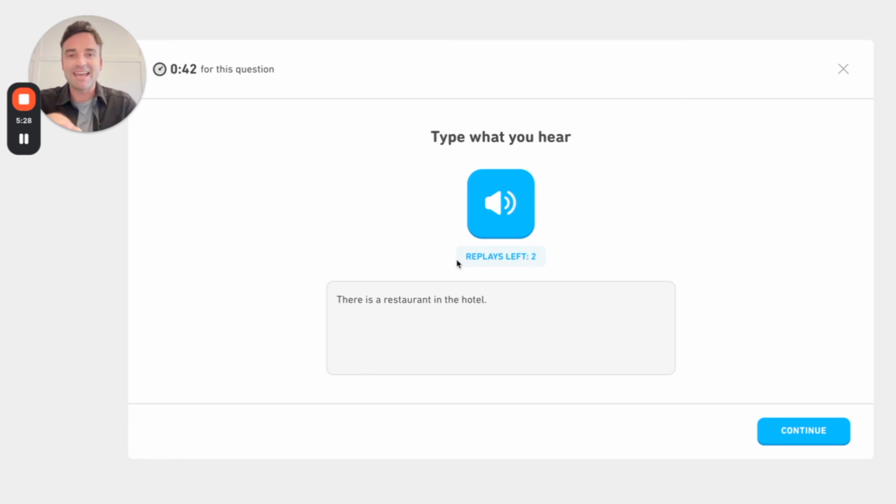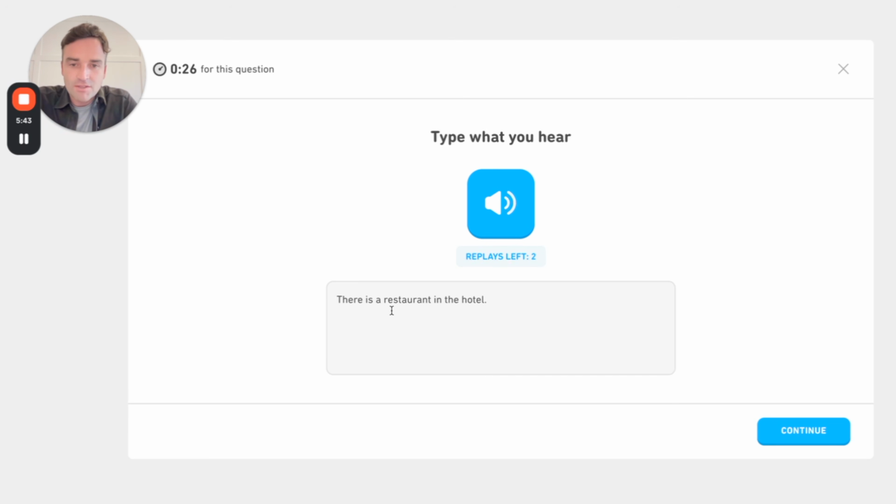Okay, this is a dictation question type. Type what you hear. You can listen 3 times. The first play comes automatically, so be prepared for that. And then you can listen again 2 more times, so 3 times in total, and you have 60 seconds.